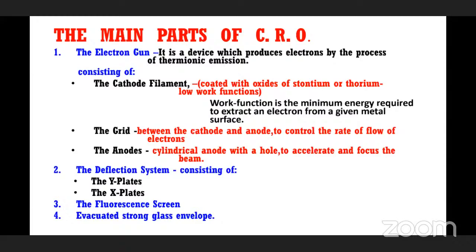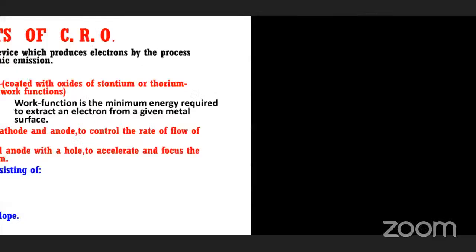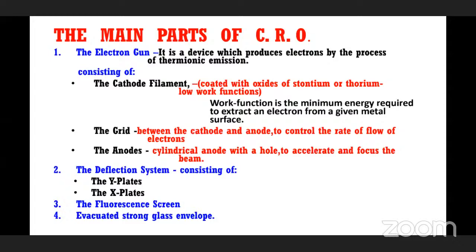So these are some of the parts of the CRO, which are very important. You need to understand the various properties or functions of these parts, because in most cases in an exam, these parts can be tested. You can be given, for example, a cathode ray tube, then be asked to label the parts and state the function of each part. So we'll discuss the functions of the electron gun, what it consists of, the deflection system, and so on.